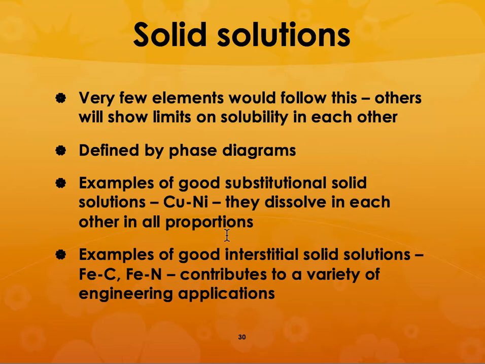So one thing to note is that there are very few elements that would follow this. Others will show limits on solubility in each other. So it's not that they can show 100% solubility in each other, but they will show some small amount of solubility. How do you overcome the limits on solubility? By increasing the temperature. If you increase the temperature, more of it will dissolve in the other material.